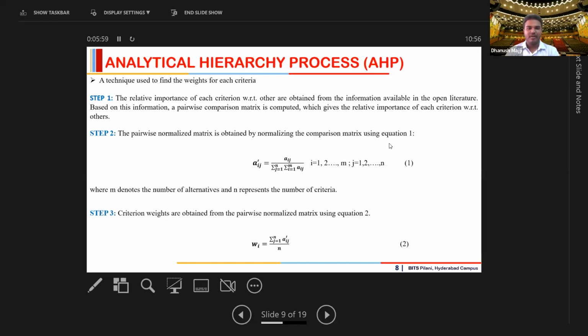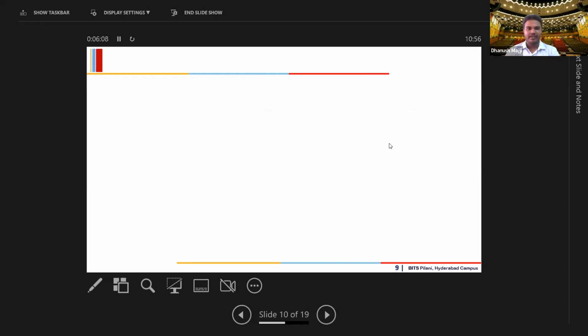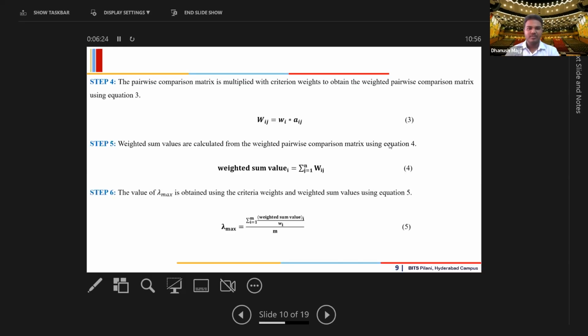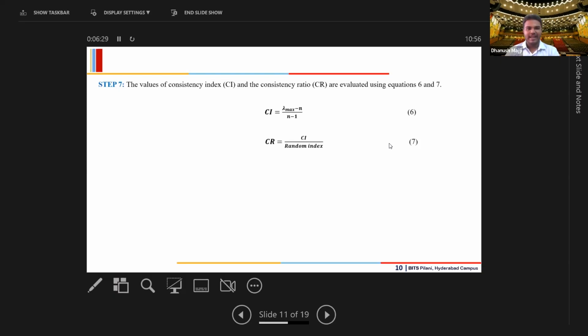In step 3, we will calculate the weights of the criteria. Now the question is whether these weights are consistent or not. In order to check for that, we'll have a look at it. These weights are multiplied with the pairwise comparison matrix to obtain the weighted pairwise comparison matrix using equation 3. From there, we calculate the weighted sum values and lambda max value using equations 4 and 5. Now we'll calculate the value of the consistency index and consistency ratio using equations 6 and 7.